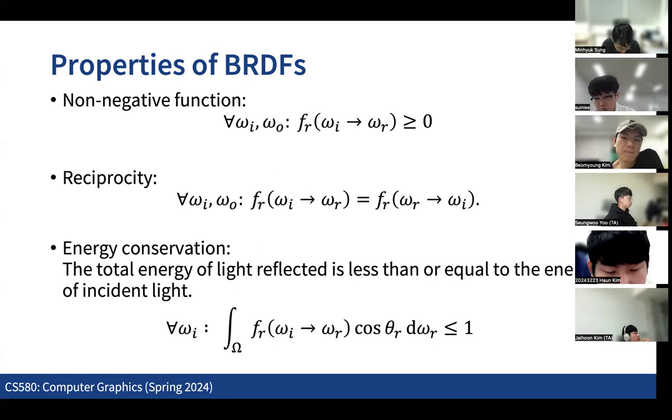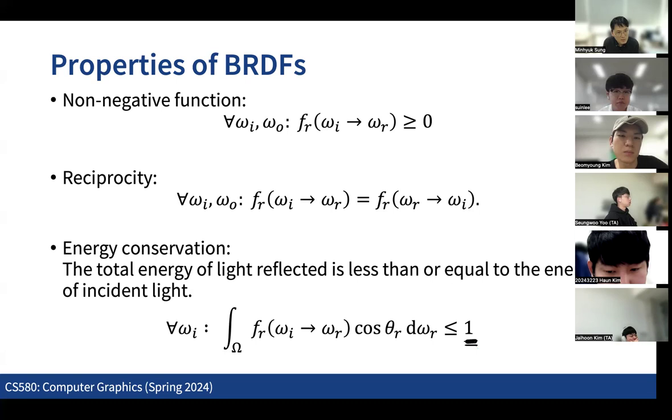So this is the second property, and the next is the property that we have seen in the previous lecture, energy conservation. Obviously, the total energy of the light that is reflected from a specific direction should be equal to or less than the energy that we are receiving as incoming light. So when you take the integral of the BRDF over the outgoing directions, the sum of the BRDF for all the directions of the outgoing light should be one or less than one. So this is the property for energy conservation.